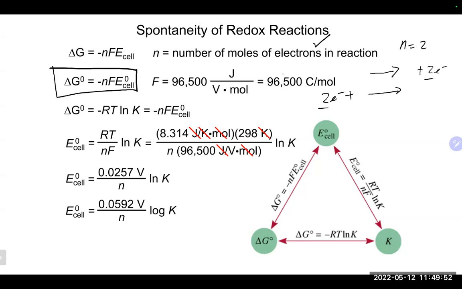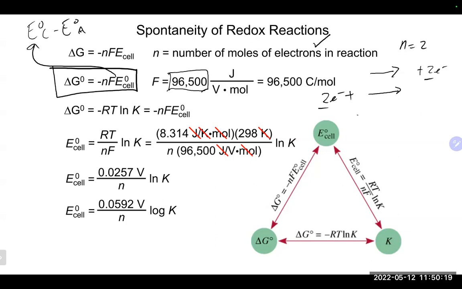Faraday's constant is a constant. You can use this number, which is 96,500. Sometimes 96,484-ish is used, but we will use the rounded number here. E of the cell here is our cathode minus our anode. So you go to your SRP table and do your cathode minus your anode. And obviously that would give you your delta G value.